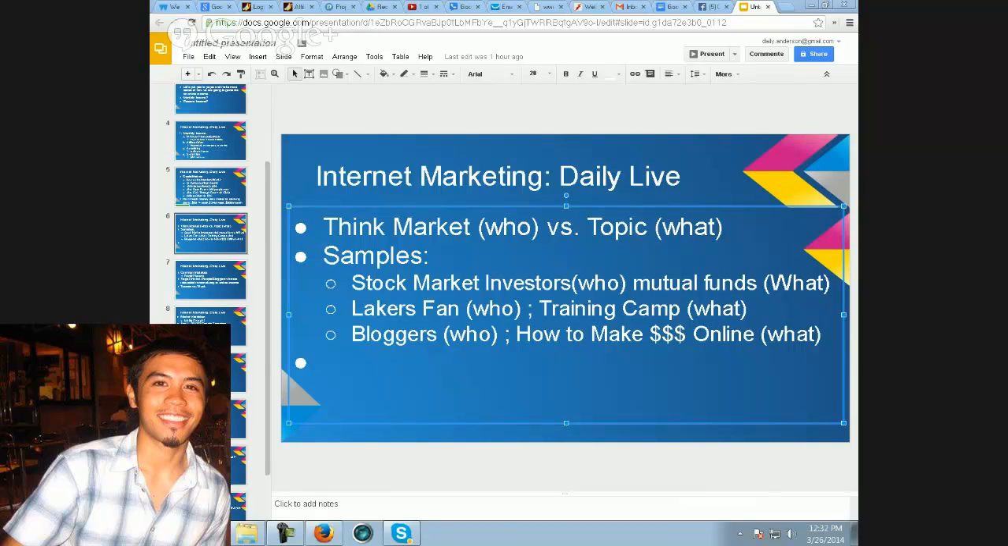Another example of a market, Lakers fans. Huge market. They're crazy. Lots to talk about there. What are you going to talk about when it comes to Lakers fans? You can zero in on training camps, for example. That's what you're going to be talking about. When does the training camp happen? What do they do at training camps? Different styles of training camps.